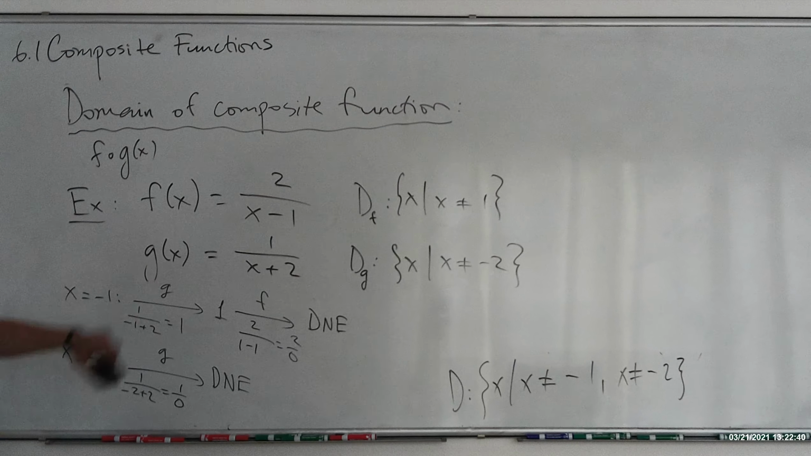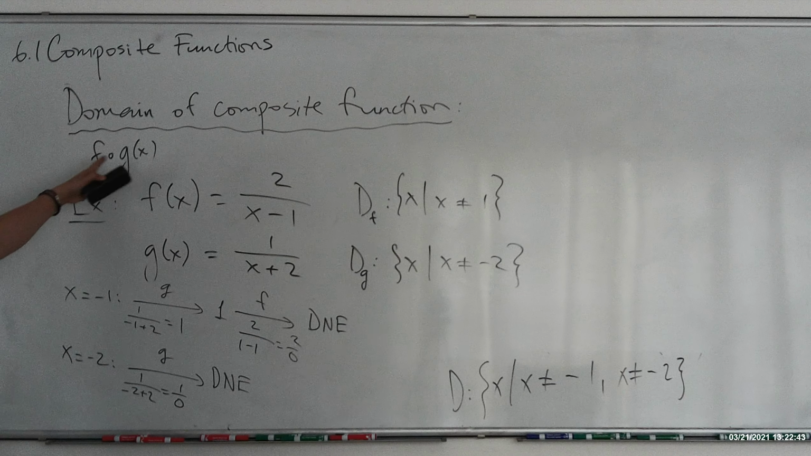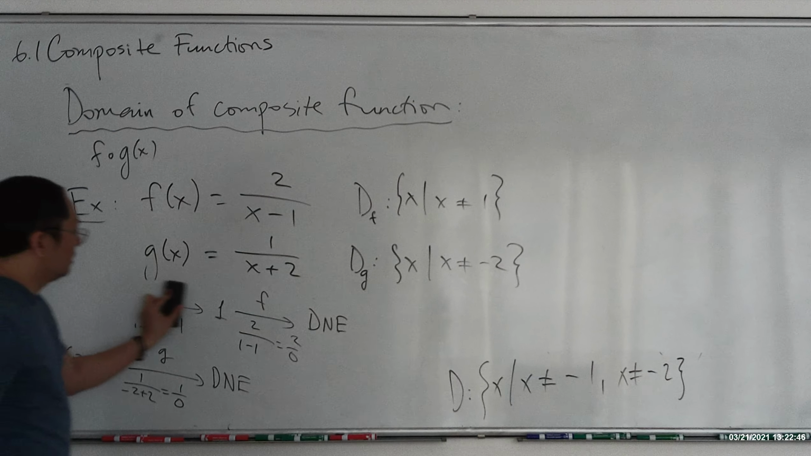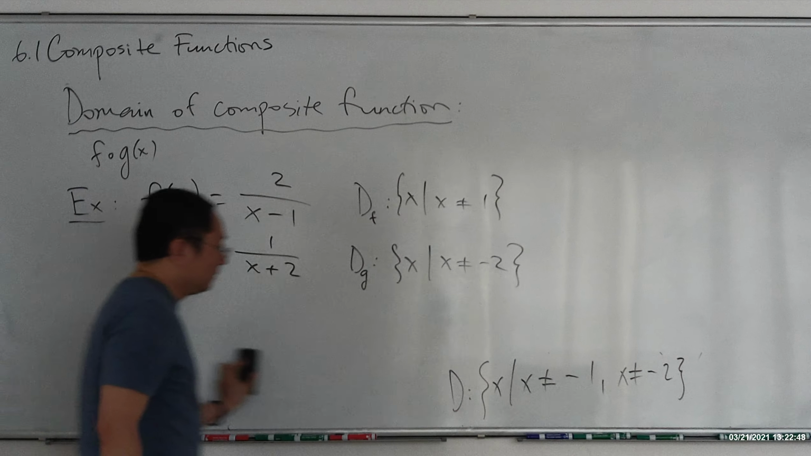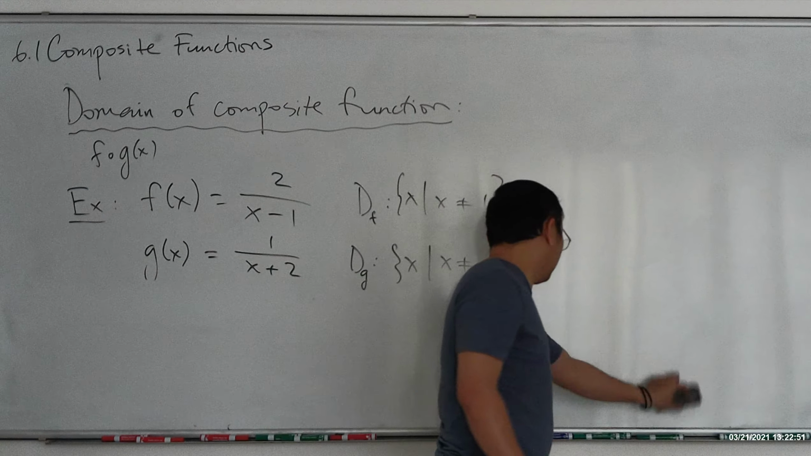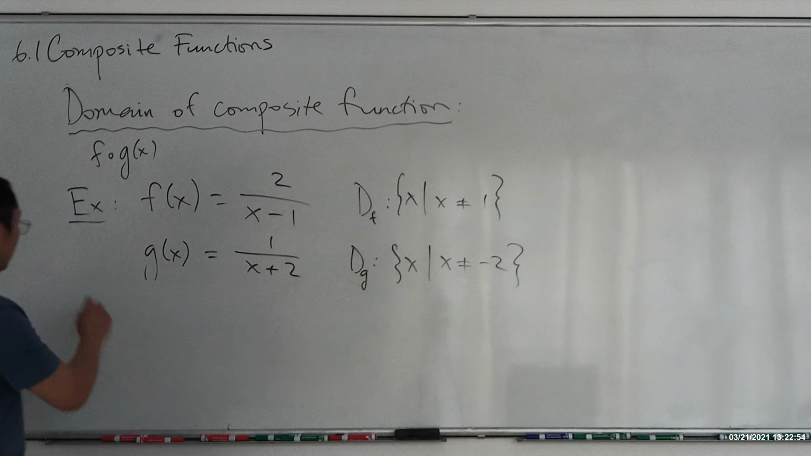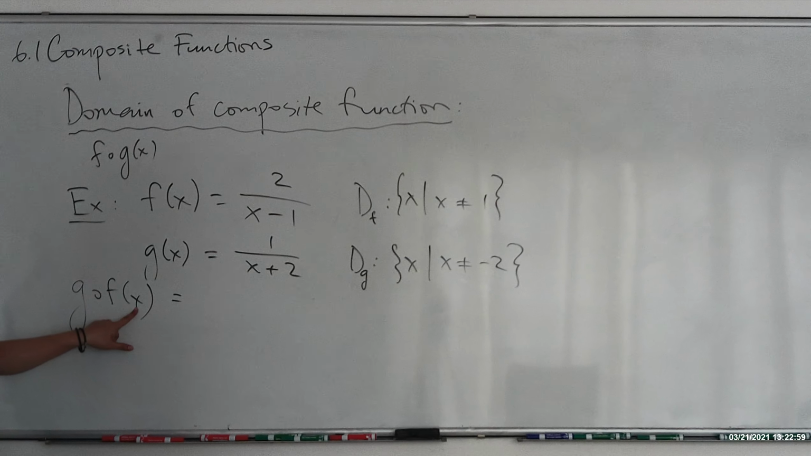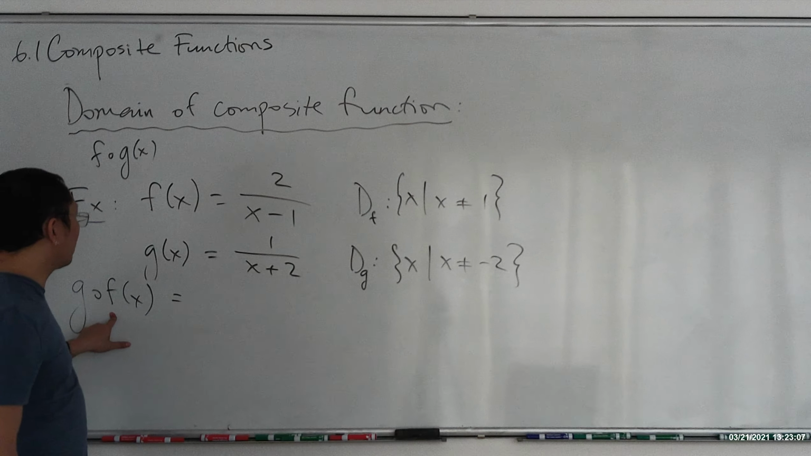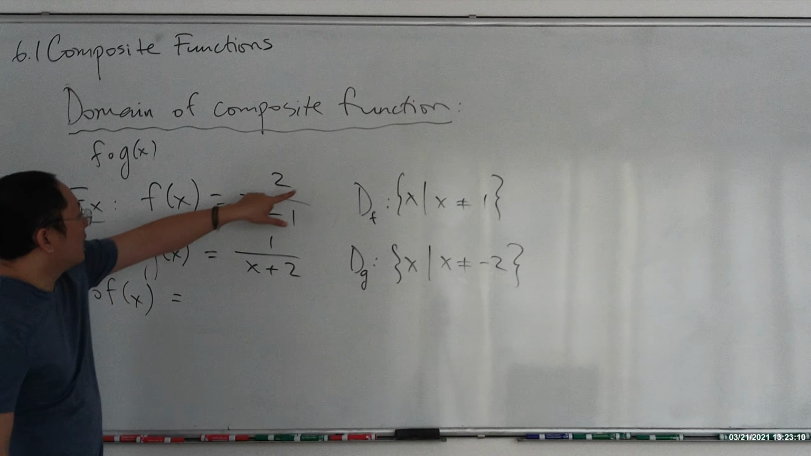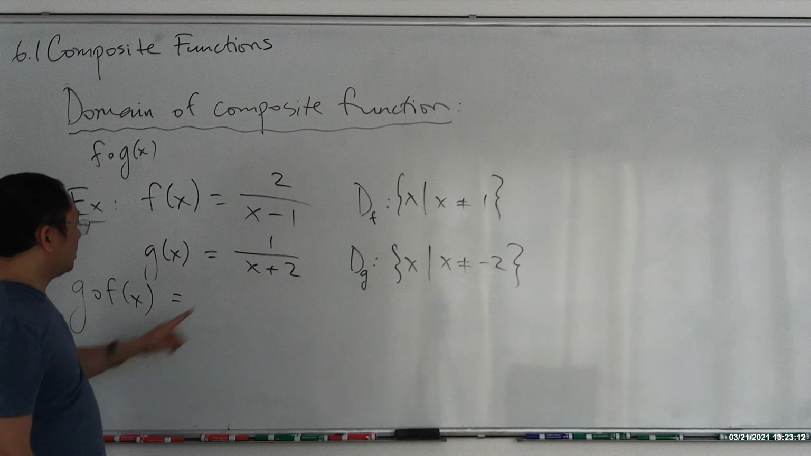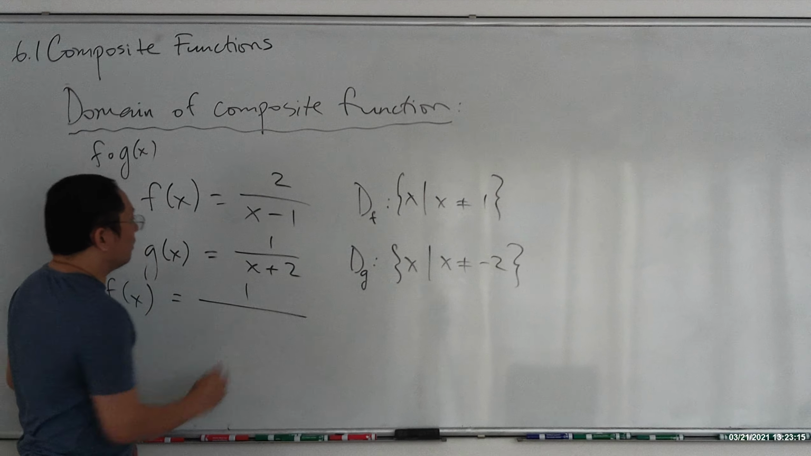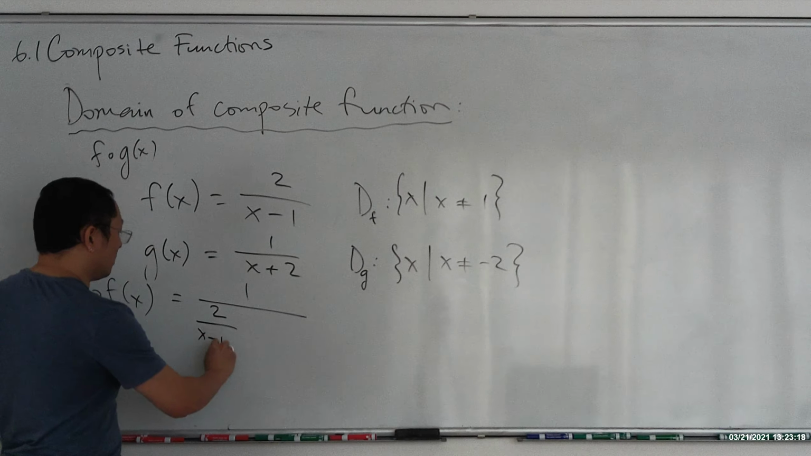Okay. Let me keep the same example right here, but this time we calculate g of f of x. See how we find the domain. We do g of f of x. x now is the input to plug into f, and then whatever I have, I'm going to plug into g. So x plugged into f, I get 2 over x minus 1. I'm going to use the whole thing as the input to plug into g. So for g it is 1 over the input, which is 2 over x minus 1, and then plus 2.